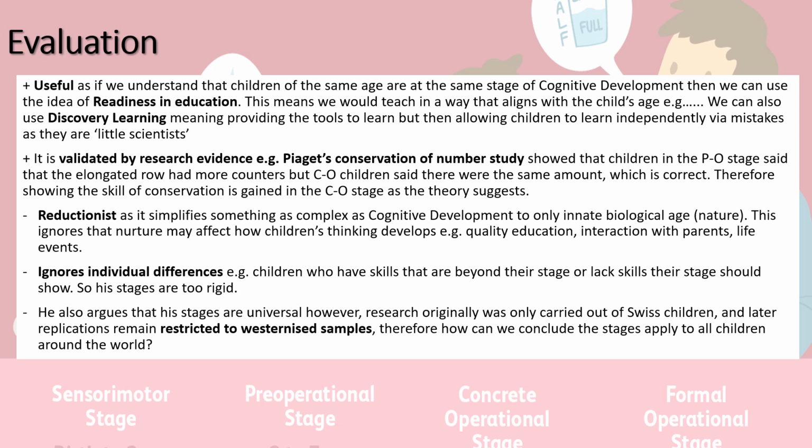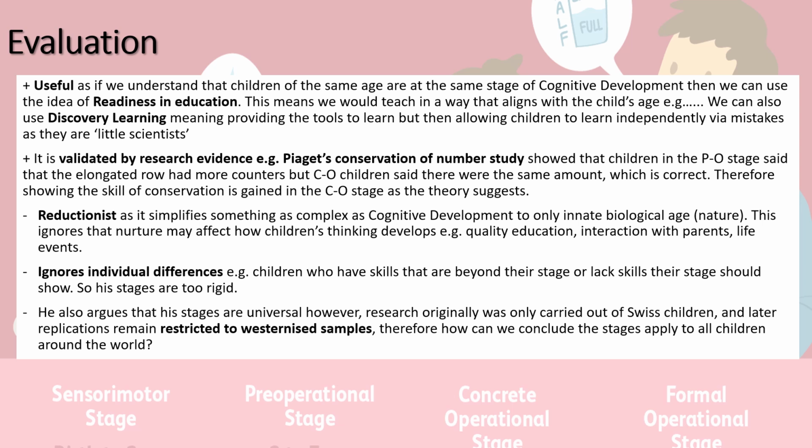It's also validated by research evidence. So Piaget's study into conservation of number showed, didn't he, that children in the pre-operational stage said that the elongated row had more counters, but children in the concrete operational stage correctly said there were the same amount of counters. Therefore, this is showing the cognitive skill of conservation is gained in the concrete operational stage, and that's what the theory suggests.